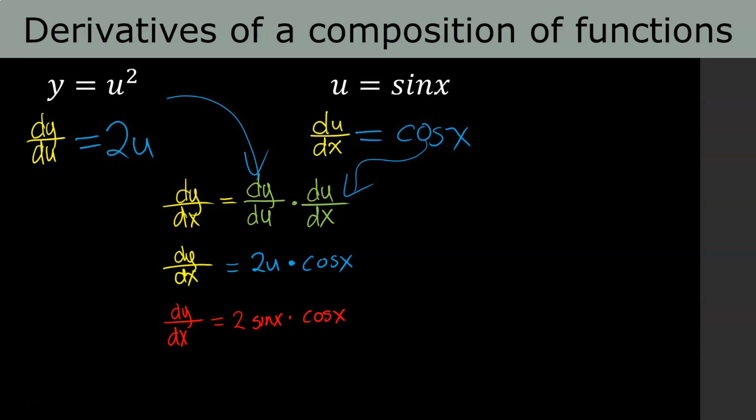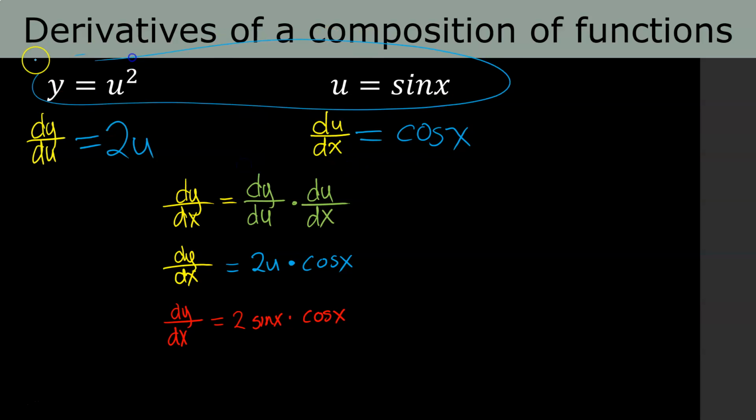What's that the derivative of? Well, we might as well recompose. If we put this top part together, we get y is equal to sine squared x. So sine squared x has the derivative 2 sine x cosine x.